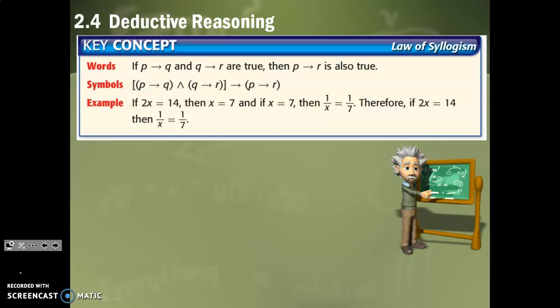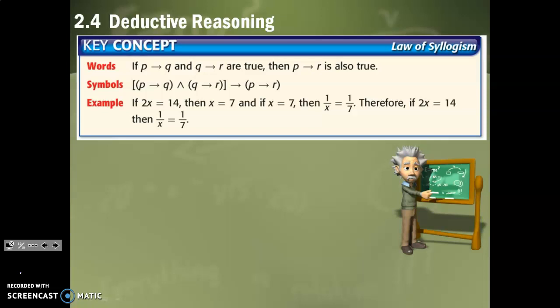Here's the next one, law of syllogism. Law of syllogism is a little confusing. I'll also include some videos in Schoology, DirecTV commercials, and we'll talk about those during class. Maybe we'll save them for class too, but I'll put them in Schoology, and you can take a look at them.